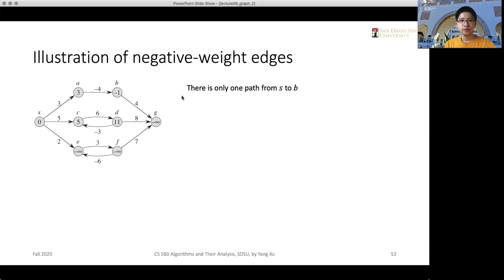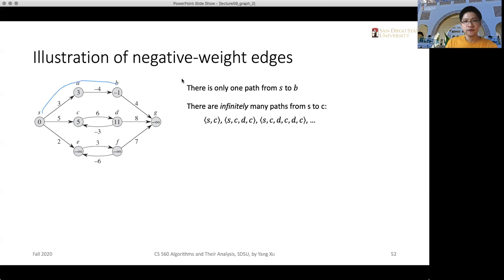So as a comparison, if there's no cycle, then there's only one path from the vertex S to vertex B. S is here and B is here, right? The path between S and B is just unique, only consisting of two edges.